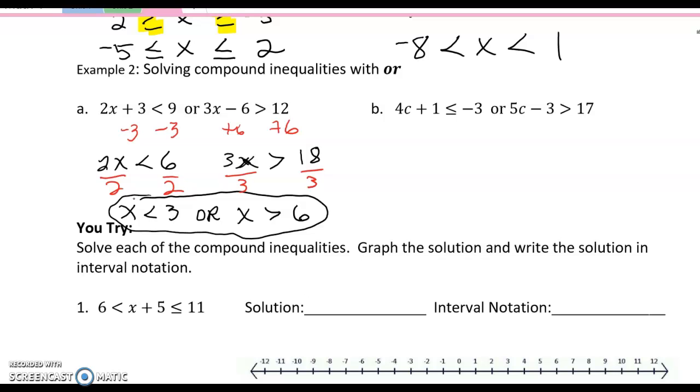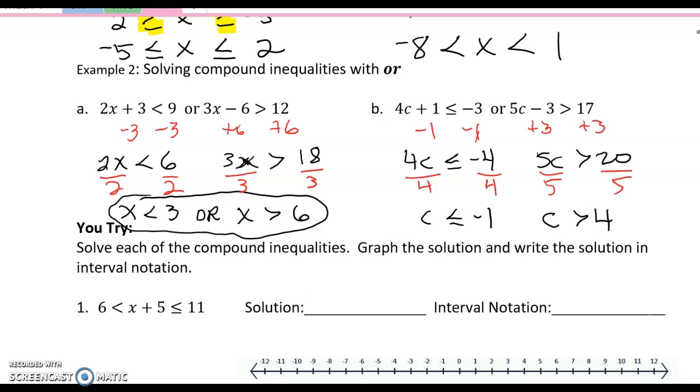All right, moving on to part B. Undoing the operations, we get c is less than or equal to -1 for the first half of that compound OR. And for the one on the right, we undo the operations, we get c is greater than 4. Okay, so again, we're solving these separately for the compound OR, each of them doing their own separate steps. And we finally get to the bottom here, where we have our two totally separate inequalities. We're going to bring them together with the word OR, and that's going to be our final answer.